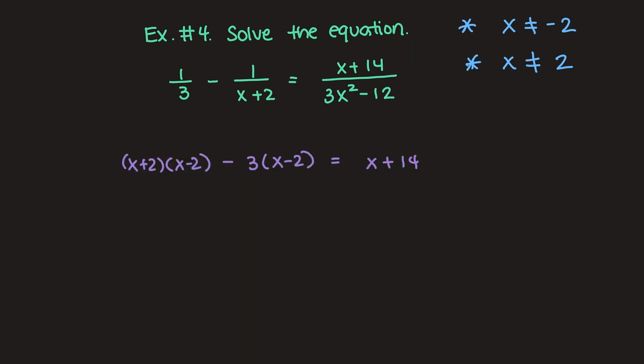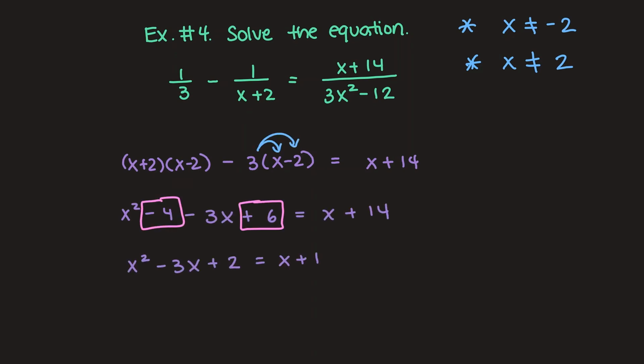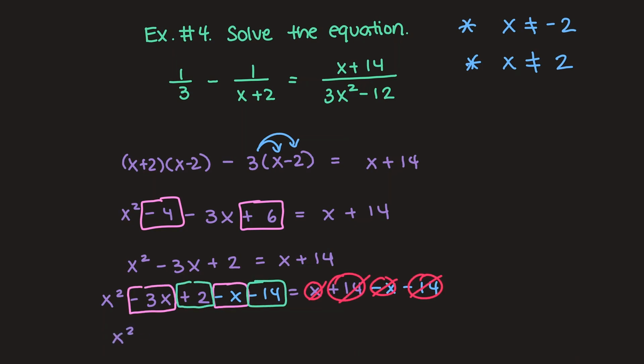We need to simplify the left side so we can multiply these factors out and then distribute the -3 and then combine like terms. It looks like we have another quadratic equation since we have an x squared term. Therefore, we will need to get this into standard form. So we have to get rid of the x and the plus 14 from this side by subtracting x and subtracting 14 from both sides of the equation. Simplify. And now the equation is in standard form.